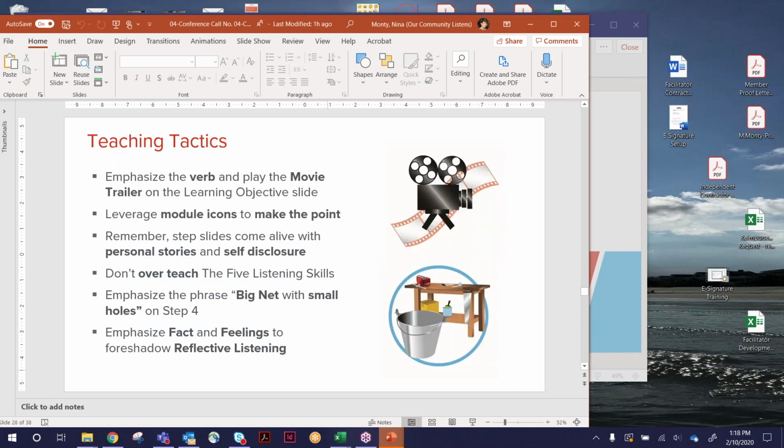And the last item there, the big net with small holes. Can we overemphasize listening and the power of listening and what this is all about? The big net with the small holes. Once you cross that dotted line, that's what the class is about. So spend some time on that, let it sit with the folks. Emphasize facts and feelings on the reflective listening.